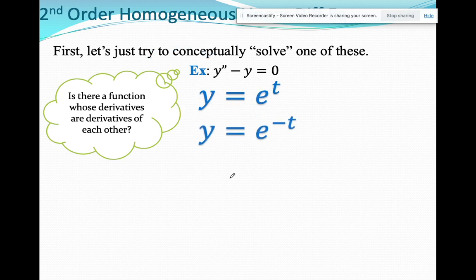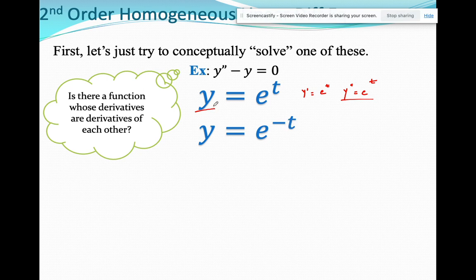How about that one? Aren't they the same? So y prime is equal to e to the t, y double prime is equal to e to the t. This time I'm using t's instead of x's, but hopefully you can see that if you add y double prime and then subtract a y, you do indeed get zero. The same would happen with e to the negative t. Just check it out if you don't believe me.